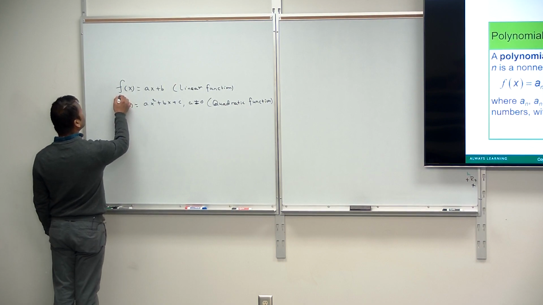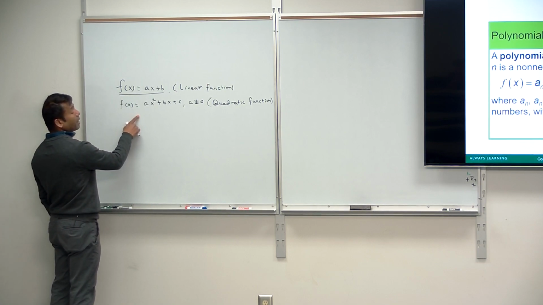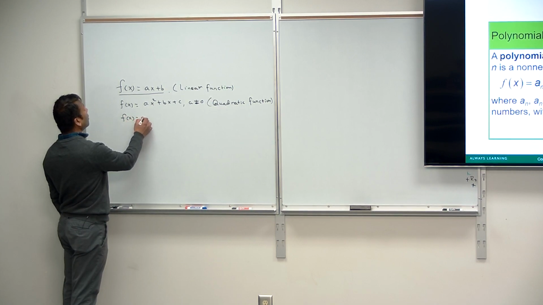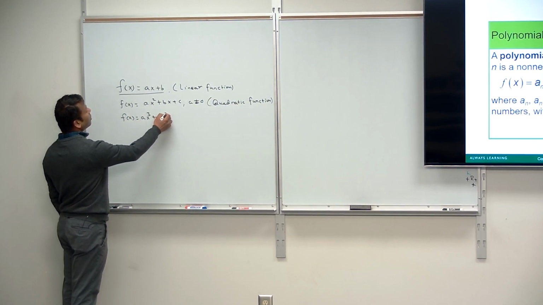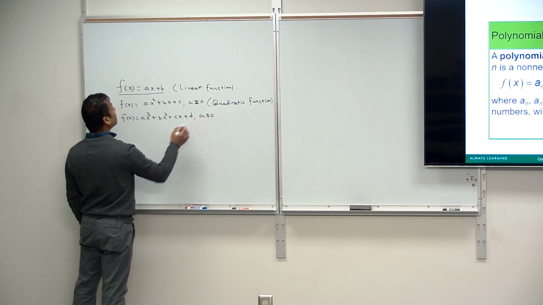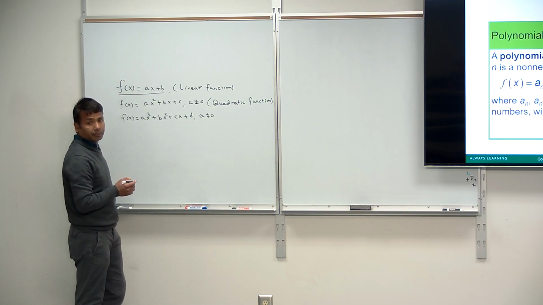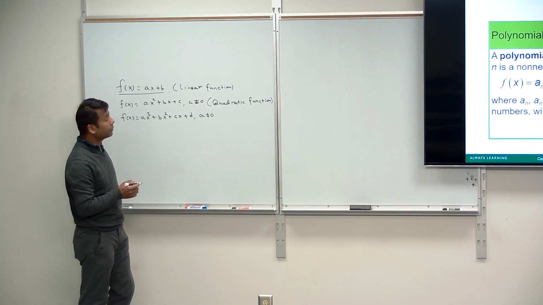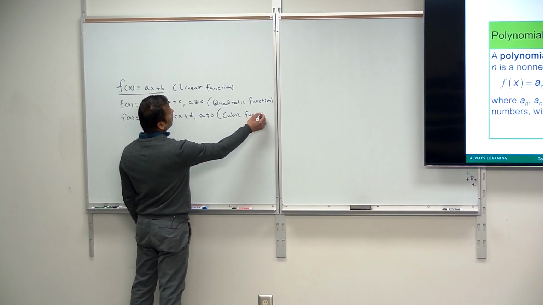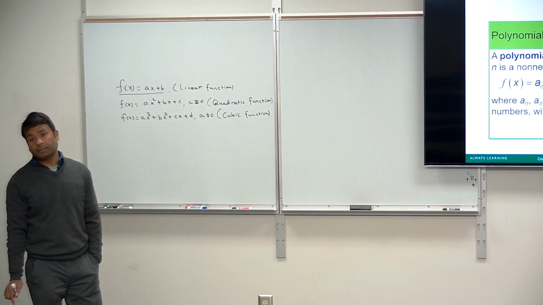So this linear function is a degree 1 function, and a quadratic function is degree 2. And now if you have f(x) equal to ax cubed plus bx squared plus cx plus d, where a is not equal to 0, this is cubic, degree 3. So all these are polynomial functions.